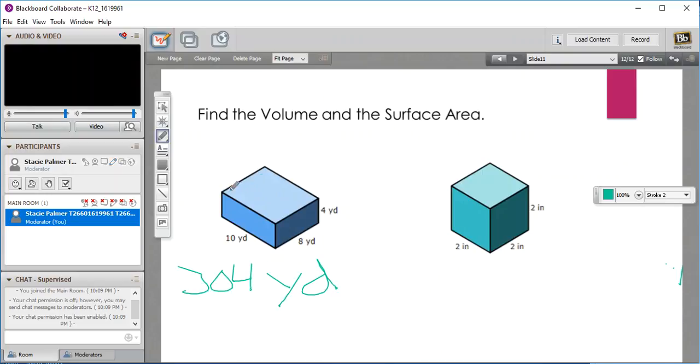Let's say you wanted to cover the whole outside of this with something. You would need 304 yards of fabric.